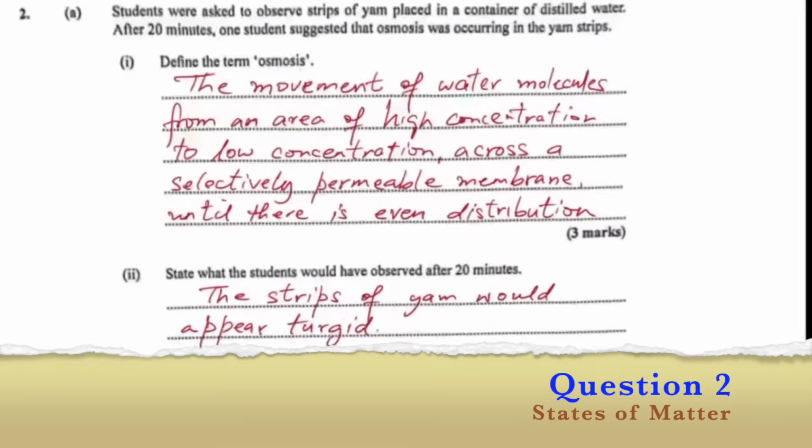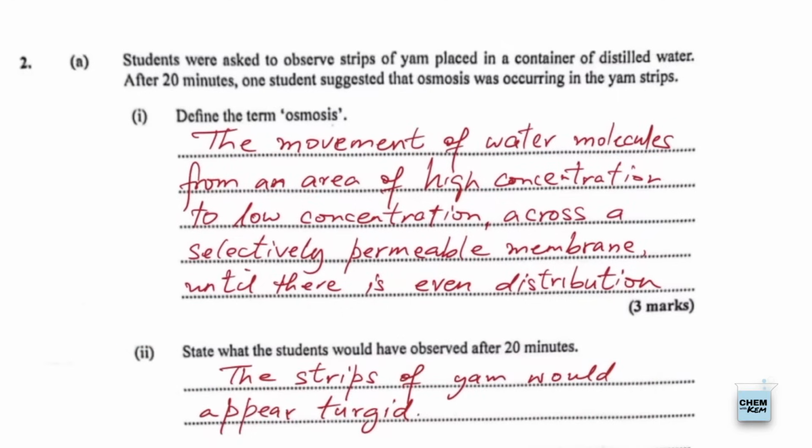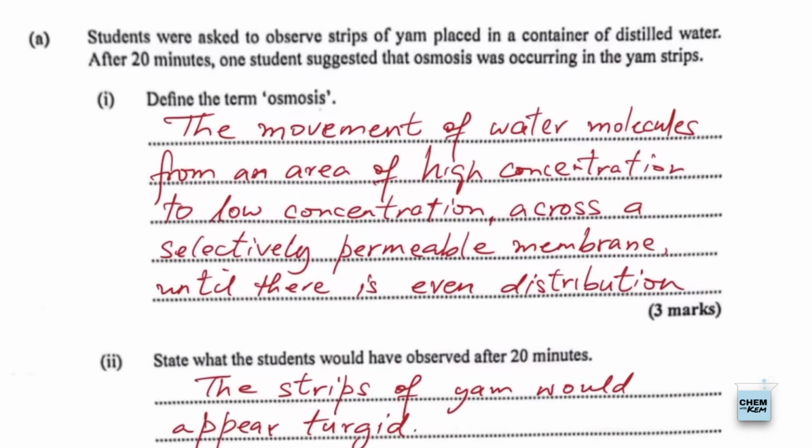Question 2. Students were asked to observe strips of yam placed in a container of distilled water. After 20 minutes, one student suggested that osmosis was occurring in this yam strip. We're to define osmosis, and it's 3 marks. So there are some key terms that we have to point out. It's the movement of water molecules from an area of high concentration to an area of low concentration. You could say through or across a selectively permeable membrane until there is even distribution.